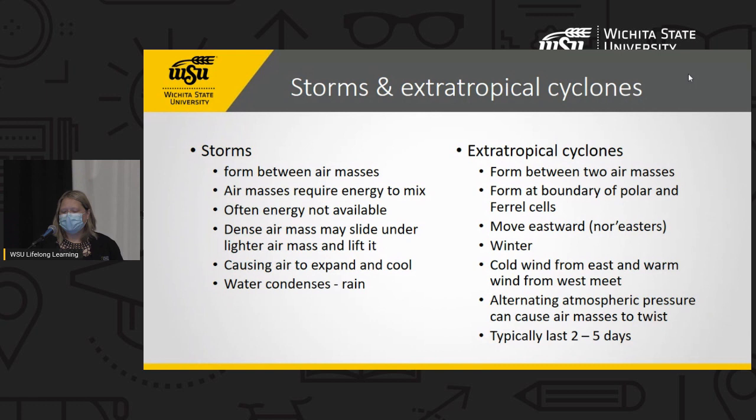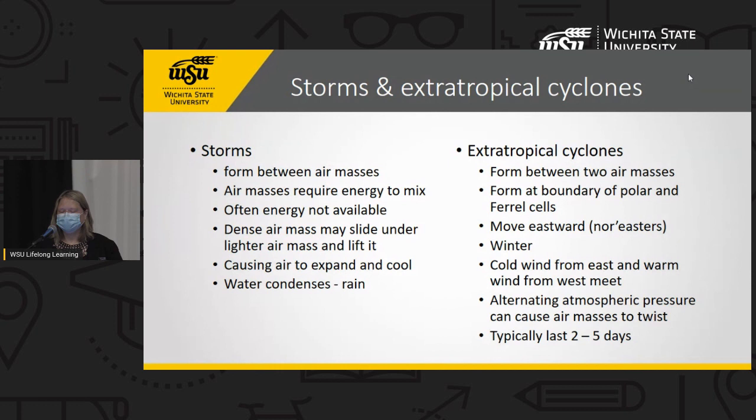And then we have the extratropical cyclone. And these form between two air masses, whereas the storm could actually occur between two or more. But the extratropical cyclone is only between two, and it forms between the boundaries of the polar and ferrel cells. So those are the two, when we saw the three circulation cells, those are the two towards the top. The polar one is at the top, and then the ferrel one was the second one down.